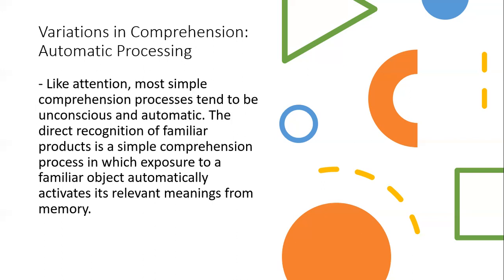So, pag sinabi nating variations in comprehension, pwede siyang maging no? Very important ways. So, comprehension may be automatic or controlled. It may produce more concrete or more abstract meanings. It may produce few or many meanings, o kaya yung creation ng weaker or stronger memories. So like attention, no, most simple comprehension processes tend to be unconscious and automatic.